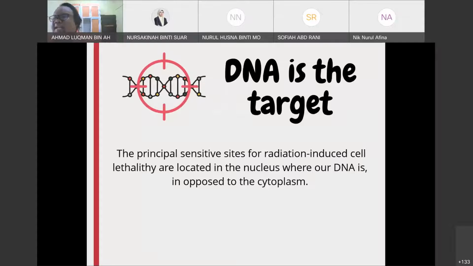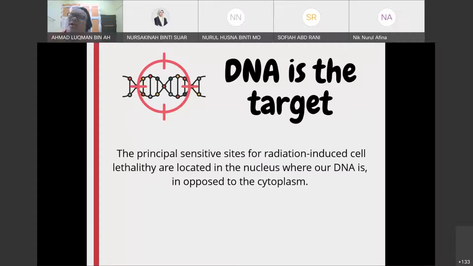So DNA is the target. The principal sensitive sites for radiation-induced cell lethality are located in the nucleus, where our DNA is, as opposed to the cytoplasm. So when radiation is absorbed by biological cells, it targets the DNA within the cell.